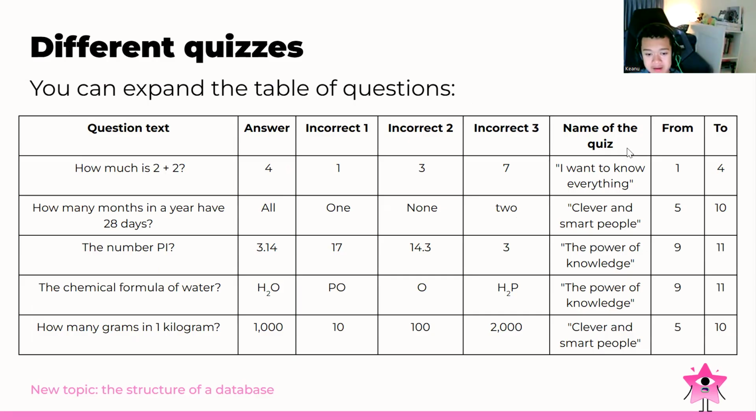Basically there will be only one correct answer, but there will be four possible options that we need to select from. We have all, one, not, and two. And they also have the range and also the number of pi, and so on. Then the chemical formula of water: what's the chemical formula for water?